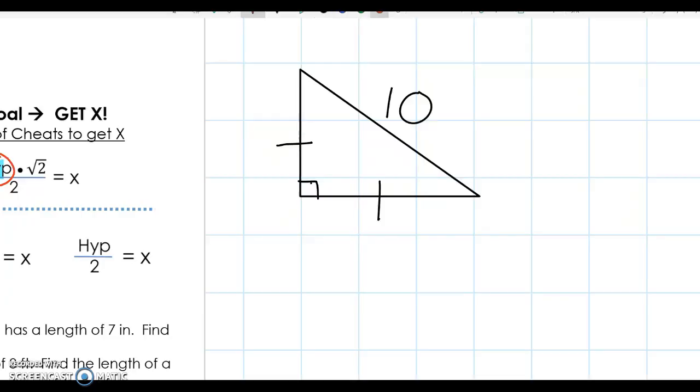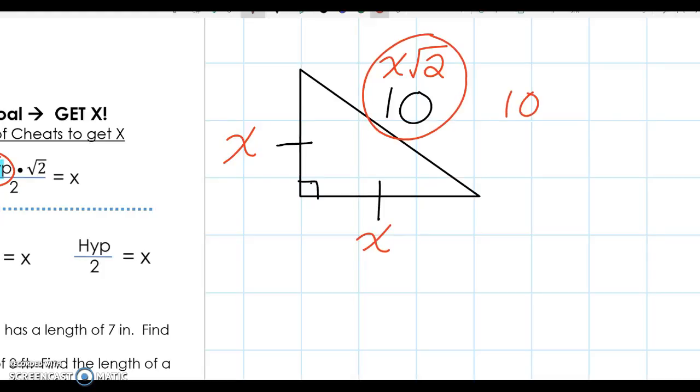Now, what we know about our 45, 45, 90 triangles is that each of the legs is called x. And then your hypotenuse is called x square root of 2. The way that I've taught you in class is to take that length that they give you and set up an equation to get x. So 10 would equal x square root of 2.